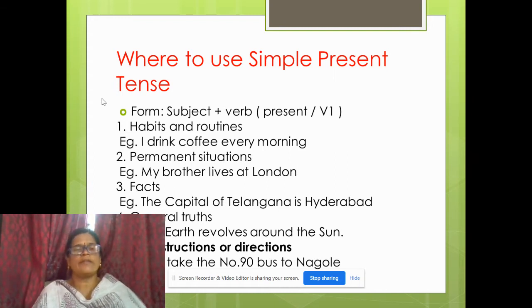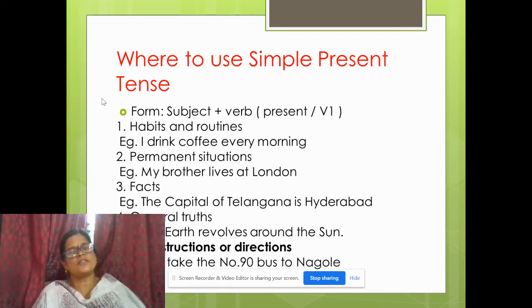What we do regularly. So here I gave an example: I drink coffee every morning. For example, you can take another one: I brush my teeth regularly. So this is one of the regular habits which I follow. I think you also follow the same. Yes. So coming to the next one, it is about permanent situations.